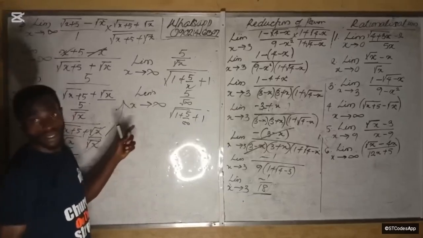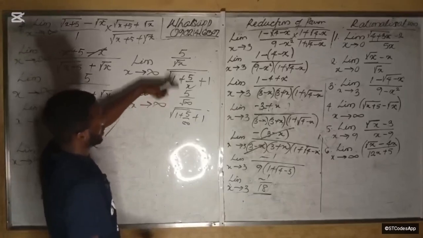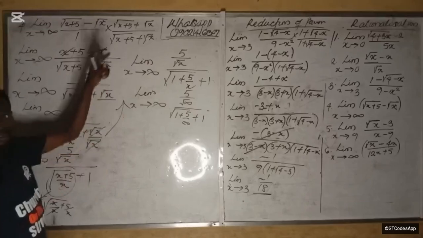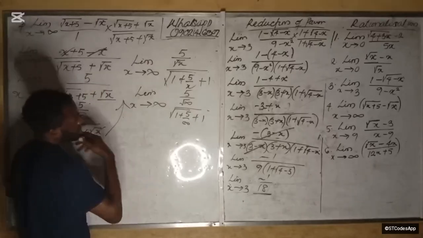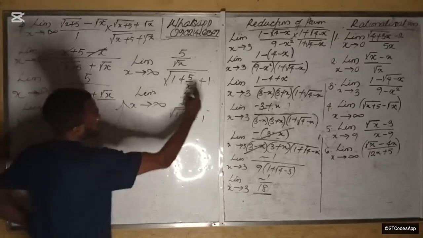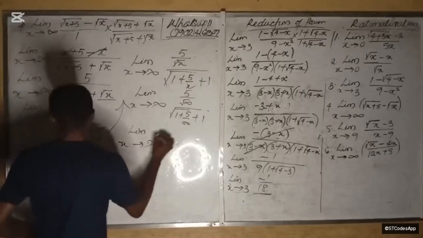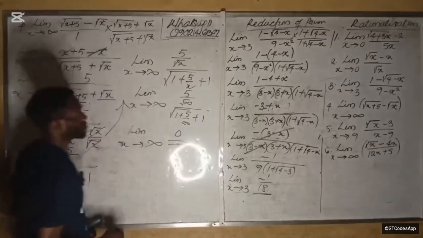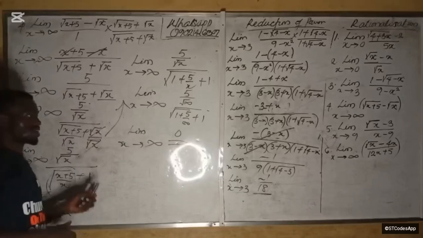I've not made any mistake, have I? Because I was thinking, you followed it from all this, right? Okay. So what does this become? This will give us 0. So the limit of our function as x approaches infinity becomes 0. Okay, so that is that for this one.